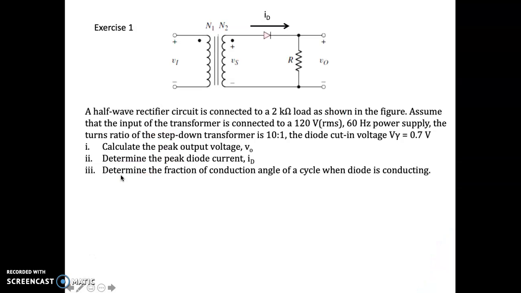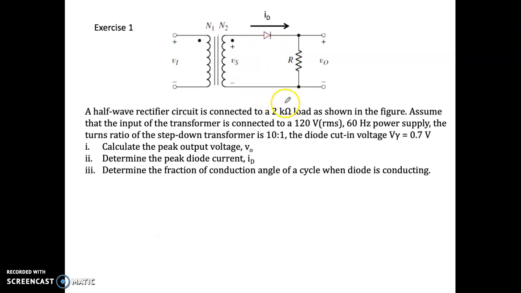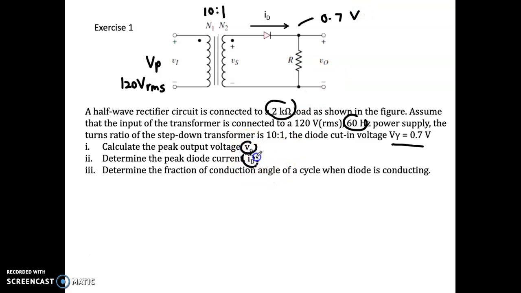So we have two examples here. Example number 1, where you are going to have a half-wave rectifier. The half-wave rectifier consists of a 2 kilo ohm load, and you are given VRMS, which is the input of the transformer, V primary, right? The primary given here is 120 volt VRMS, and it is a 60 Hz power supply. Your turns ratio here is 10 to 1, and your V gamma here is 0.7 volt. So what you need to find here is V out, ID, and the fraction.